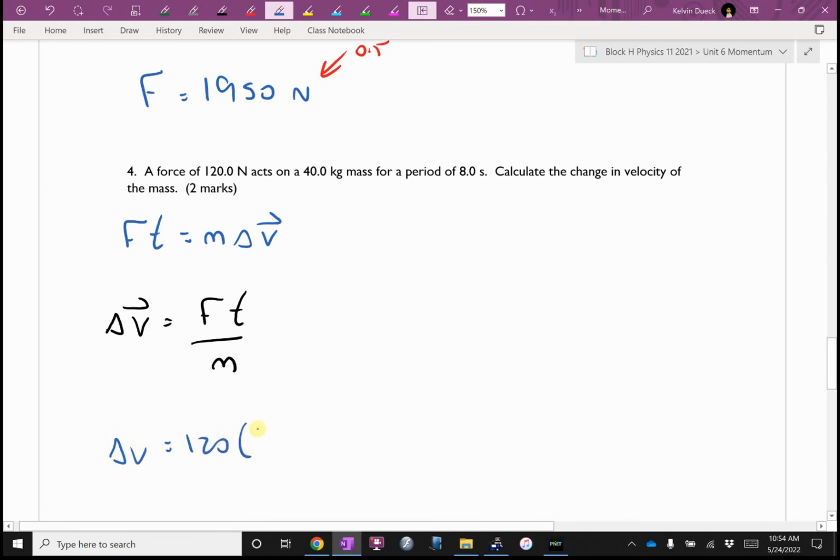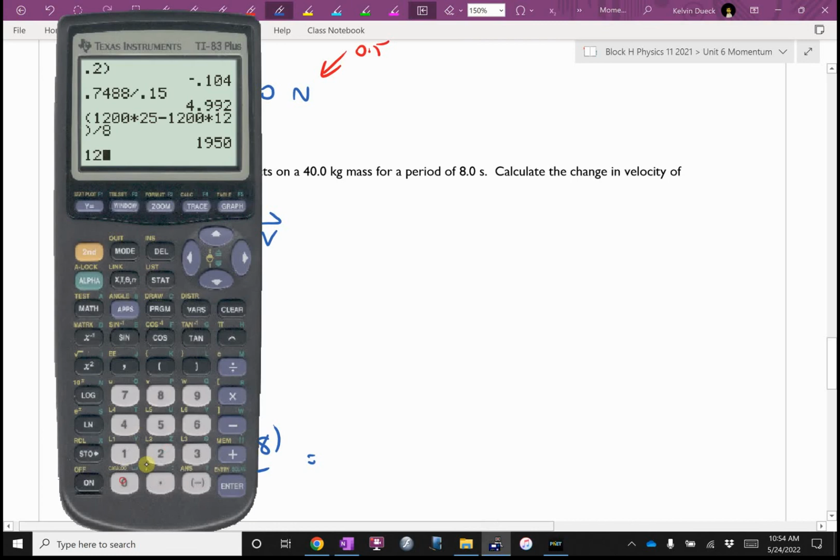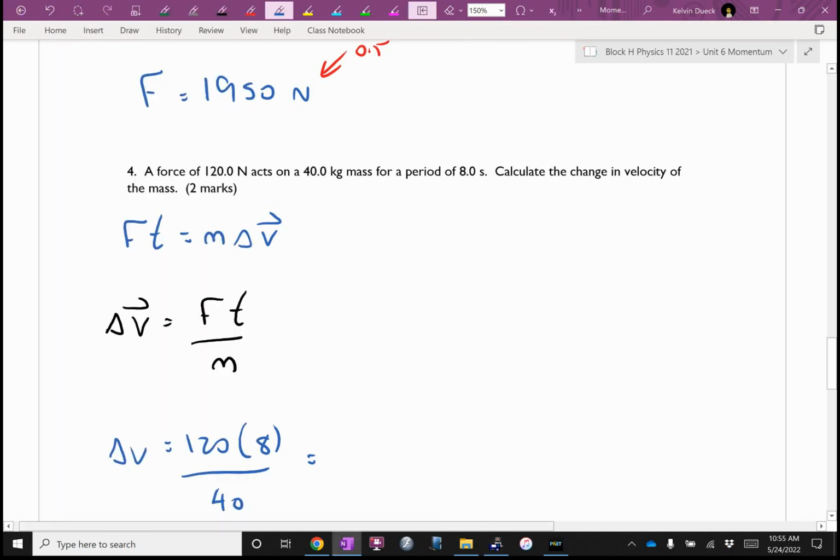What's the time? What's the mass? Plug and chug. Do you get 24? So what does that mean? That's what this car's velocity changed by.